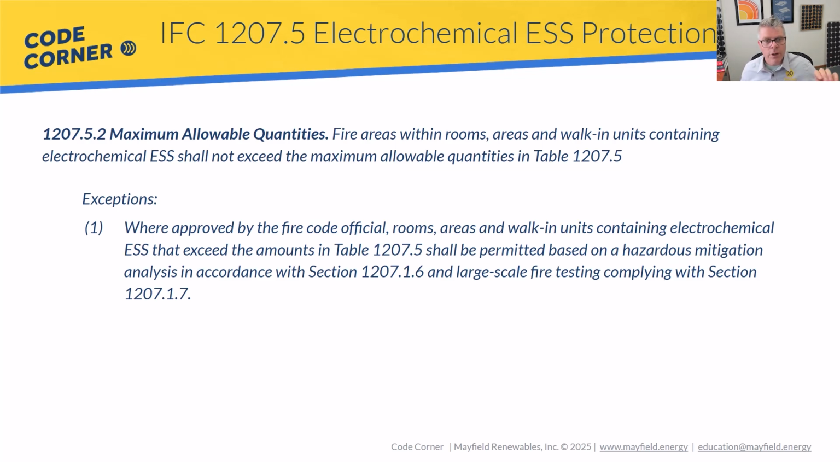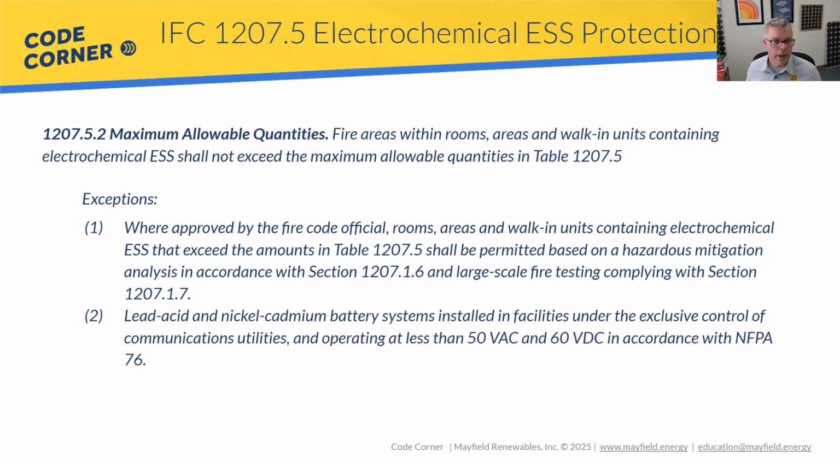But really what the code is saying here is, yes, you can go greater than 600 kilowatt hours. You need to do this HMA, this hazard mitigation analysis, and you have to have large-scale fire testing that the fire code official approves. So the "and" statement there is pretty big. You need to do both of those together in order to present documentation to the fire code official saying that they will approve this installation of greater than 600 kilowatt hours.